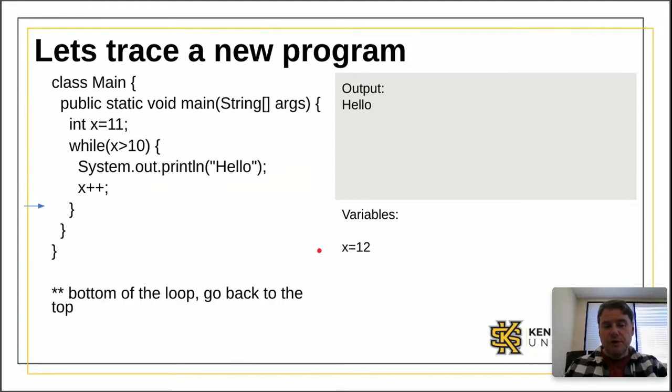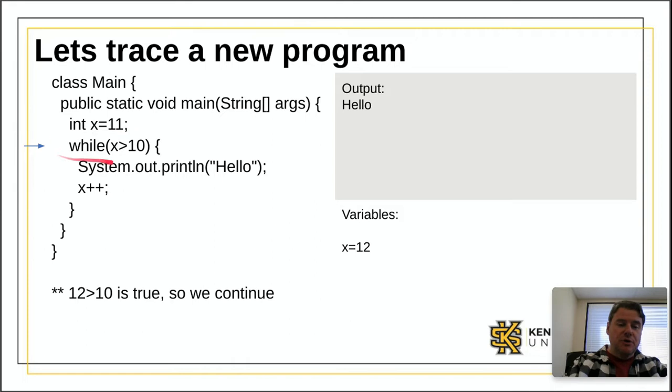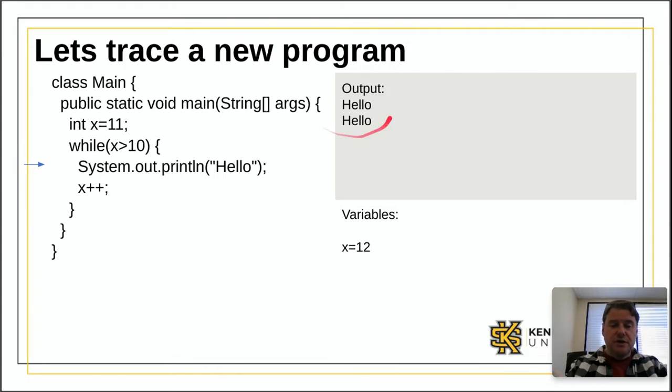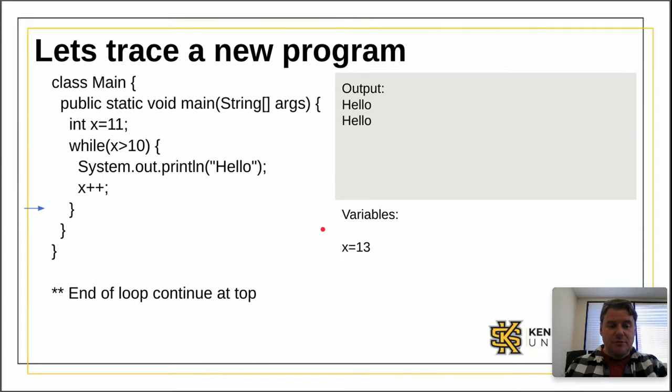We hit the end of the loop, and we're going to go back up to the top of the while loop and check the while condition again. This time, is 12 greater than 10? That's true. So we continue, we print the hello, and we increment x to 13, we get to the bottom of the loop, and we go back up to the top.